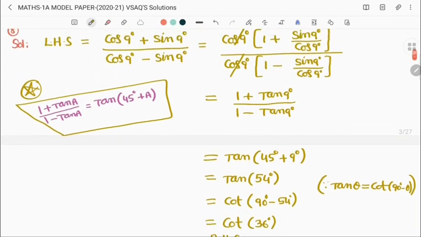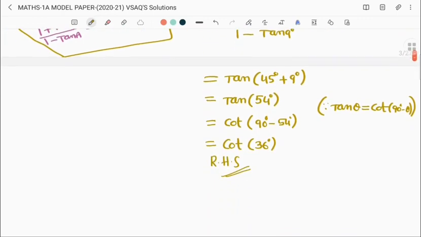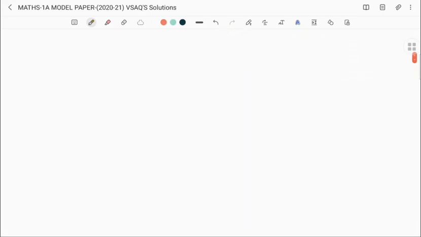I hope everyone understands, dear students. We'll move to the next question. Question number 9 and question number 10. We'll move to the next question.